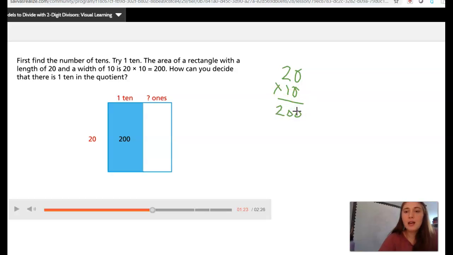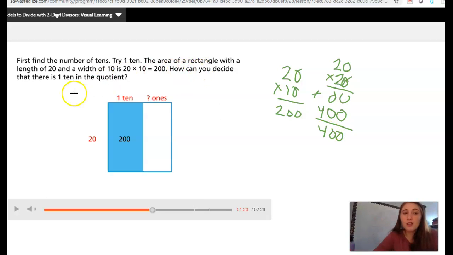So we then would test if we could do 2 tens, so 20 times 20. 0 times 0 is 0, 0 times 2 is 0. Then we're done with the ones place. 2 times 0 is 0, and 2 times 2 is 4. So if we add those together, that gives us 400, which we know is too big when we look at our total, which is 360. So 400 is too big, so that's why we look at just 110.